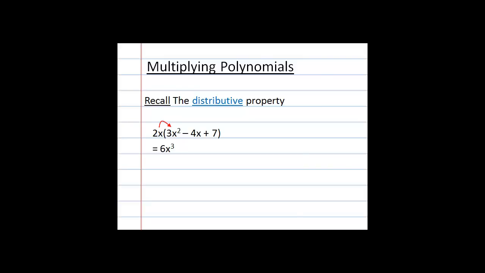Okay? And we're going to continue on. The first term outside the bracket then needs to get multiplied by the next term in the bracket. So 2x times negative 4x will give me negative 8x squared. So remember, we're multiplying the numbers together as well as the variables. Then the last one takes the 2x and it multiplies it by positive 7. That's going to give me a plus 14x. Okay? So this is the distributive property that we've seen in grade 9 as well as in grade 10.